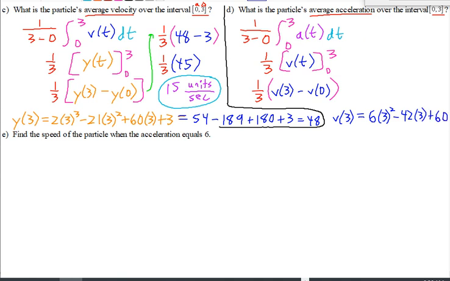So if we simplify that, that's 3 squared, 9, times 6, 54, minus 3 times 40 is 120, 3 times 2 is 6, so 126, plus 60. So if we add up the positive numbers first, 54 and 60 is 114, minus 126 is negative 12.